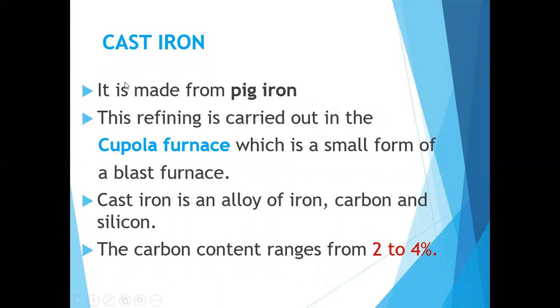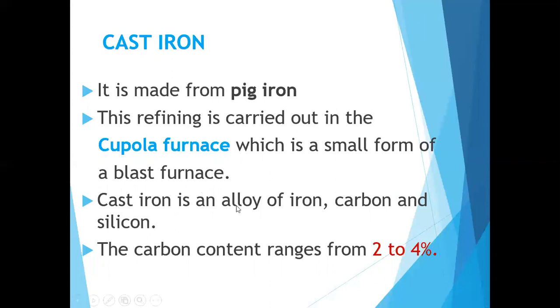The second type of iron is known as cast iron. Cast iron is made from pig iron. This refining is carried out in the cupola furnace, which is a small form of blast furnace. So we get cast iron from pig iron through the cupola furnace. From the blast furnace you get pig iron, and from the cupola furnace you get cast iron.